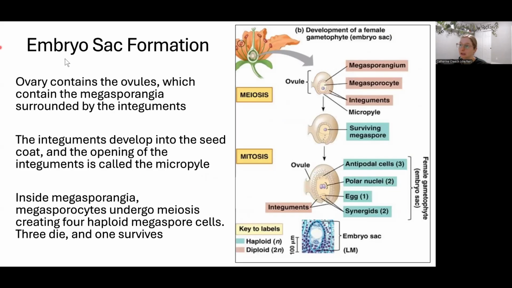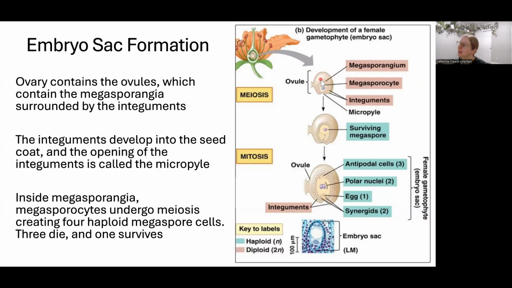Now let's talk about forming the embryo sac. So we're still looking at this flower, but now we're in the gynoecium. We're looking at the female parts. If we zoom in the ovule, we have the integuments that will become the seed coat. We have the hole in the integuments to access the future egg. That's called the micropyle. So those are the same as gymnosperms, but now it's going to get different.